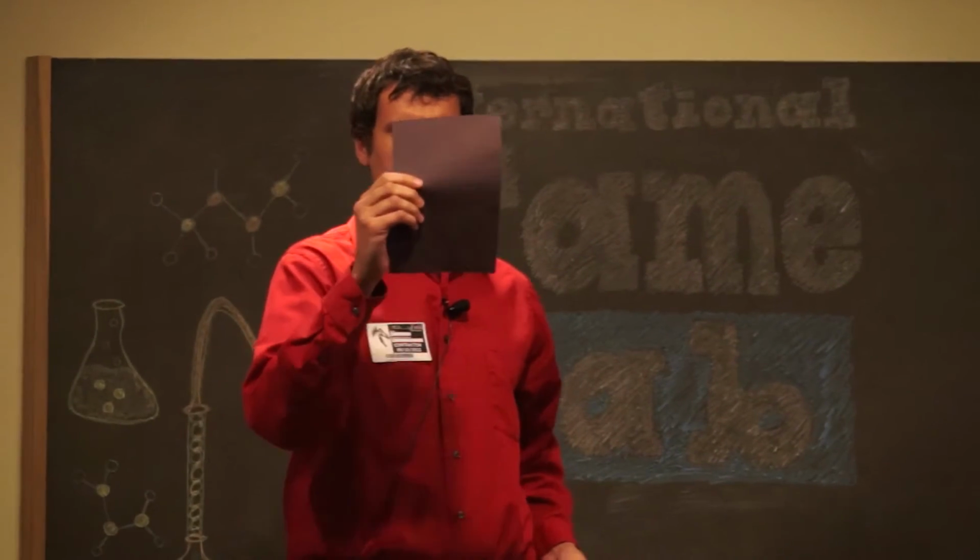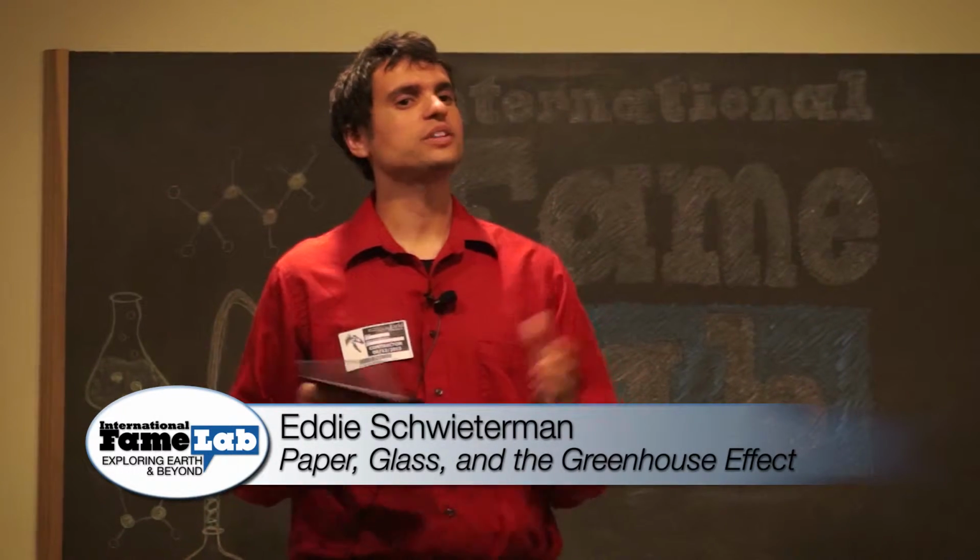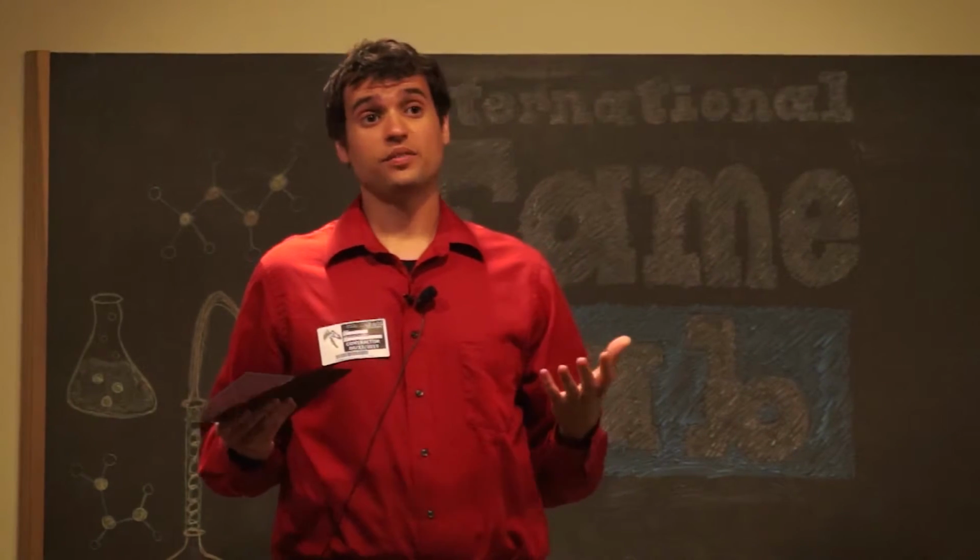Why can't I see through this piece of paper, even though I can see through this piece of glass that's 20 times as thick? What if I told you the answer to this question can help us understand how light interacts with gas in our atmosphere to produce the greenhouse effect, and how the greenhouse effect would change on a different planet with different things in its atmosphere?